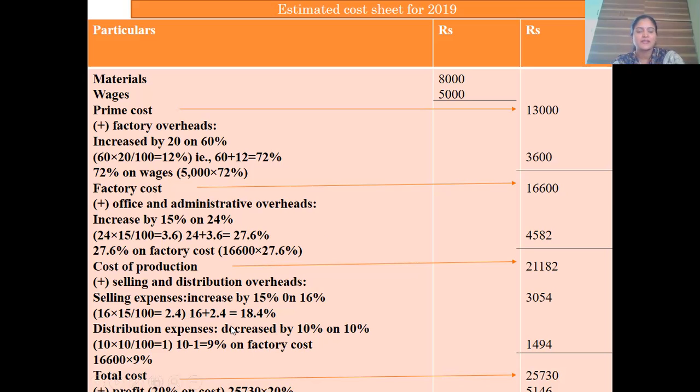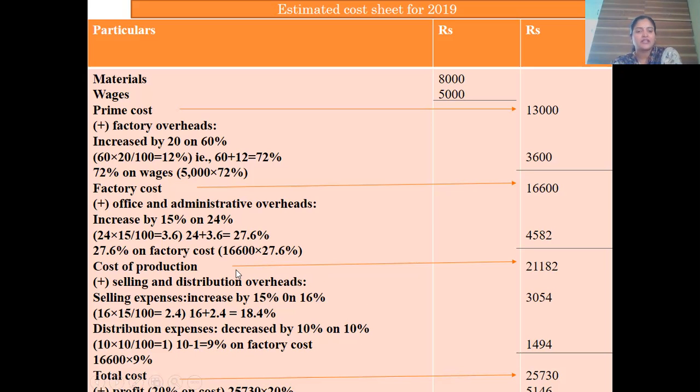See, distribution expenses were decreased by 10%, it says. 10% on 10%. Now how much do we get for selling and distribution? In total we have got 26%, increase to 15%, decrease to 10%. So take 16% on selling and 10% on distribution. 10 into 10 by 100 is 1. So 10 minus 1 is 9% on factory cost.